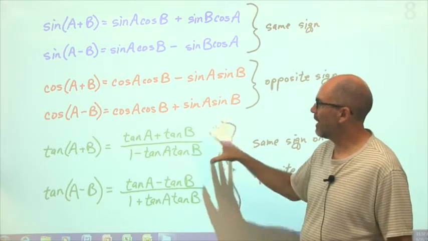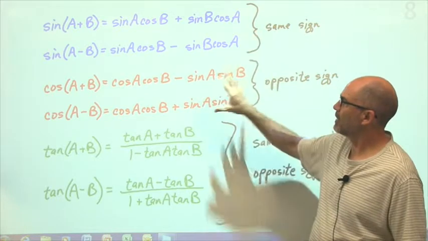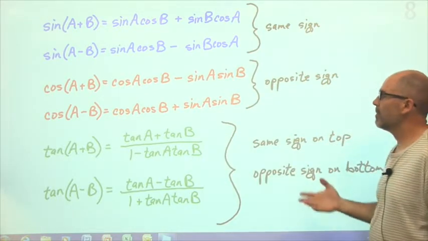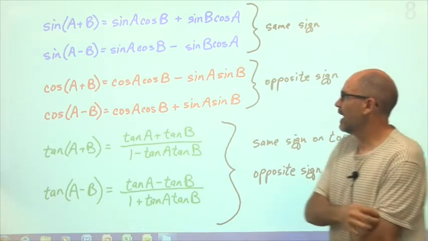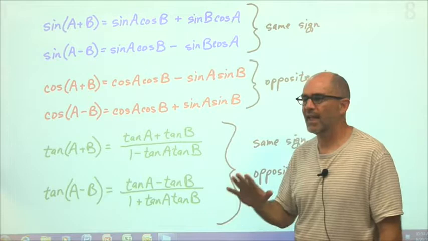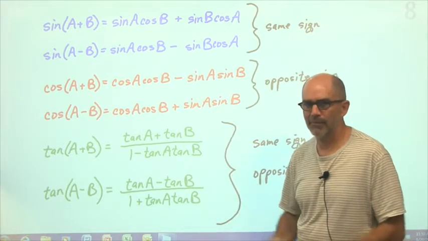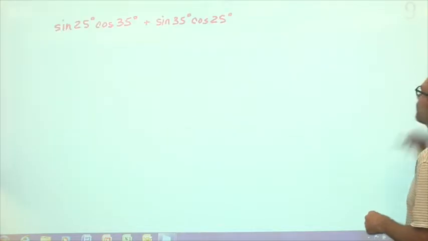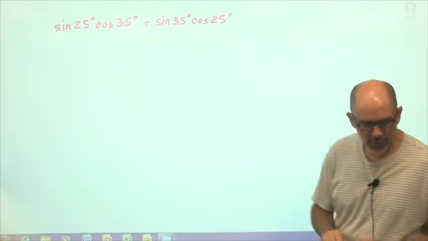You just have to memorize these three identities. They're called the sum and difference identities. And there is no substitute for plain knowing this stuff. Okay, so let's try some example problems with them.